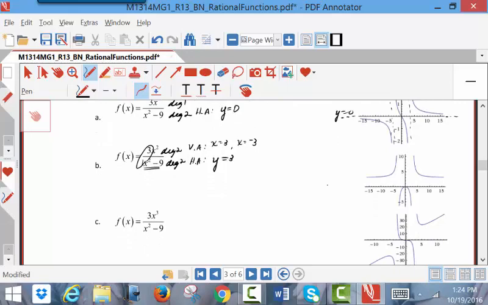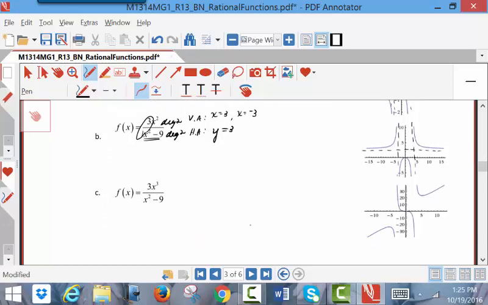This graph is a little bit jogged, but here would be your 2 vertical asymptotes at 3 and negative 3. And then at y equaling 3 would be your horizontal asymptote. So you can kind of see how the graph is working around all of your asymptotes. Okay, take a look at this one.